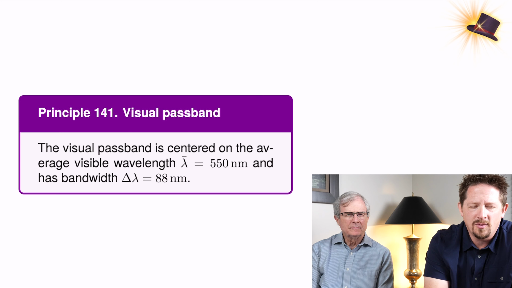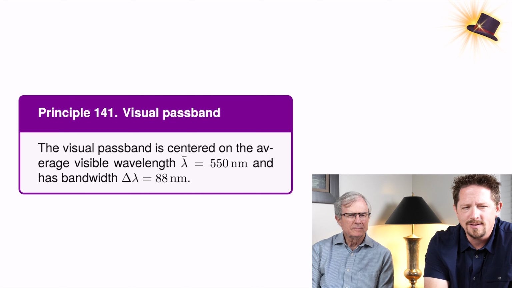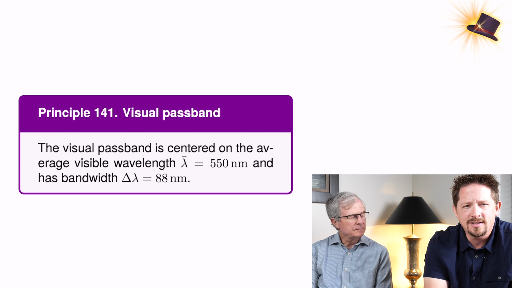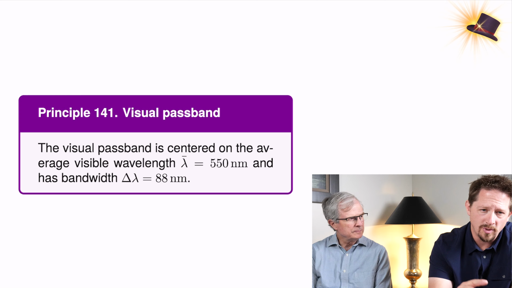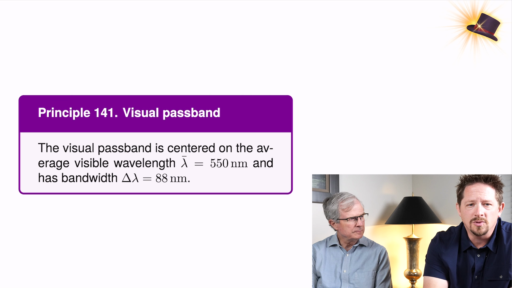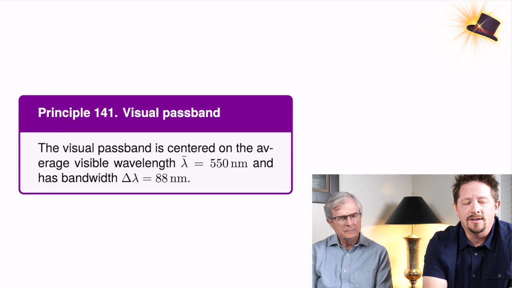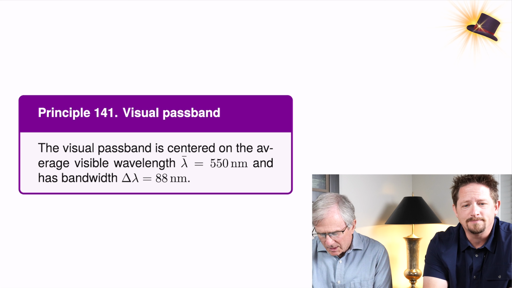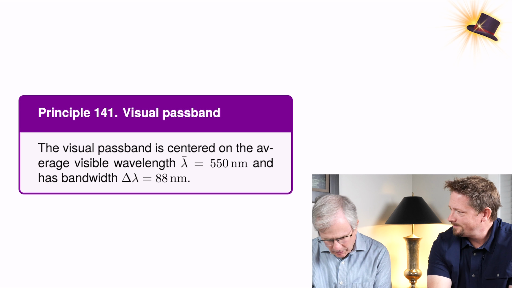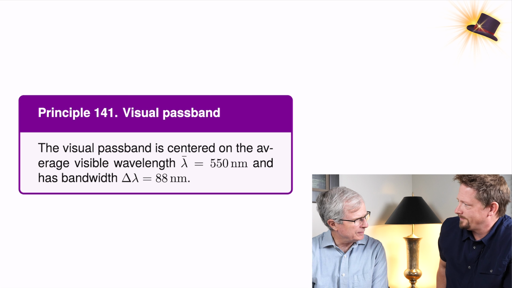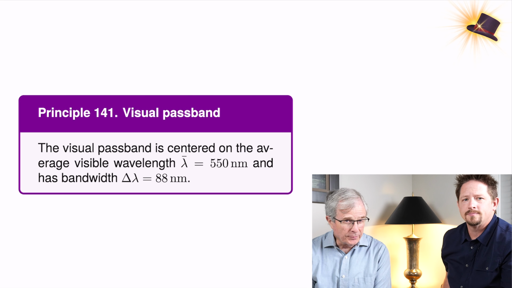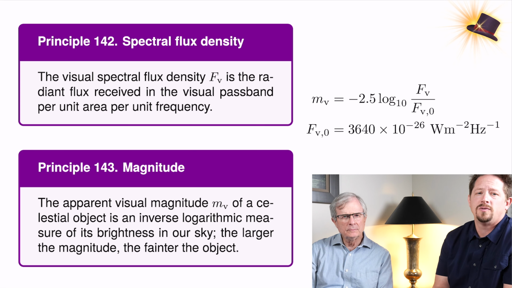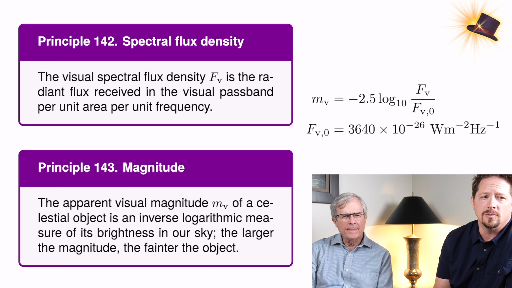Principle 141, visual passband. The visual passband is centered on the average visible wavelength, lambda equals 550 nanometers, and has a bandwidth of delta lambda equals 88 nanometers. So we've talked about the red, green, and blue broadband filters. This is something different. All right, let's start with spectral flux density, principle 142.